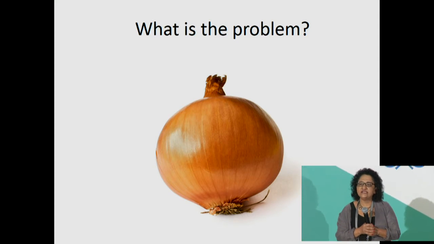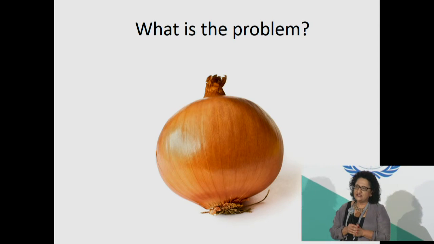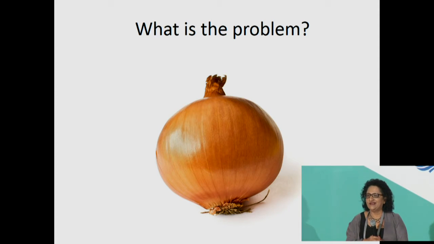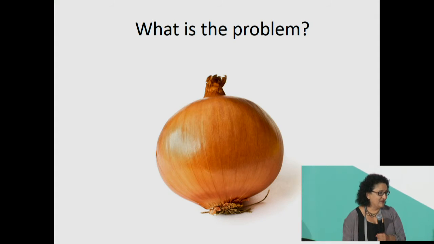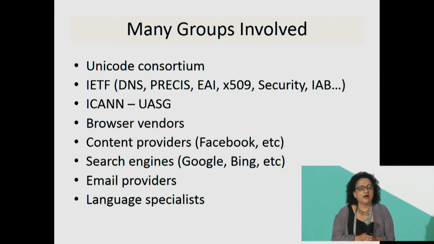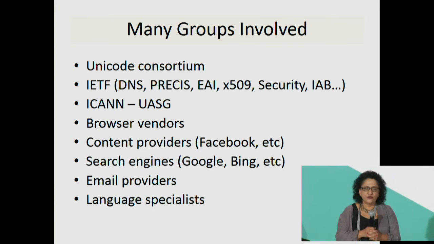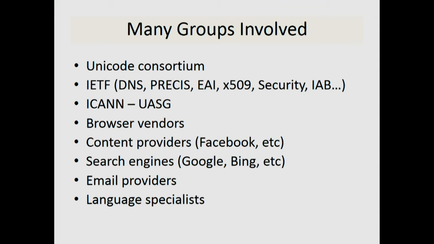When I first got into this, it started seeming to me like an onion. And so what happens when you have an onion? You have a lot of layers, and of course, what happens between each layer? A lot of crying between each layer. And that is how this whole area is. There are many, many groups involved in this effort. And just to list the groups that are involved and what they do is a task in itself.